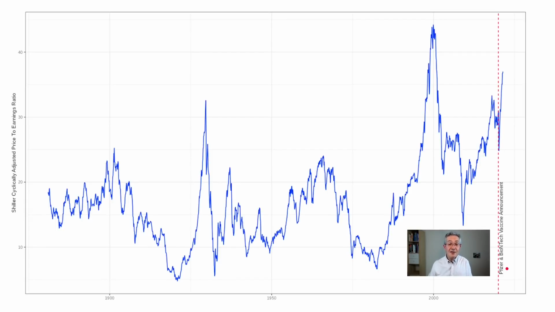Now, one of the reasons for that was that vaccines were very quickly created, and the vertical line you can see here, the dashed one, is the Pfizer and BioNTech announcement that they had an effective vaccine. And of course, after that announcement, we've seen the CAPE value shoot back up to levels which are far higher than they were before the pandemic.